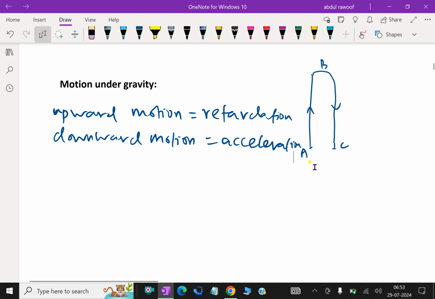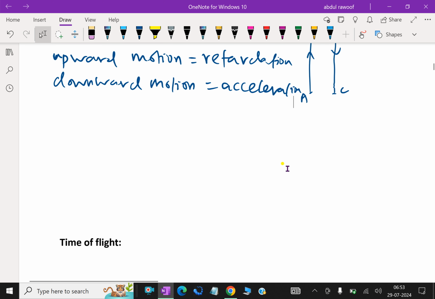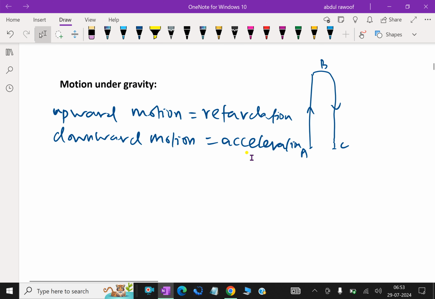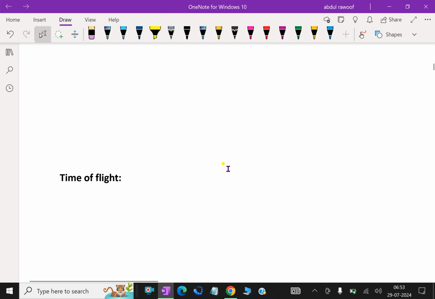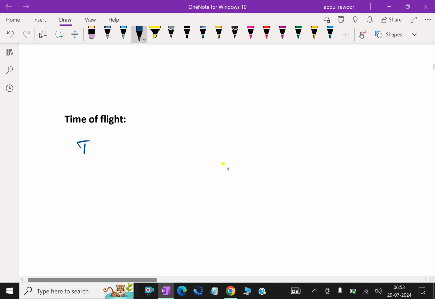Then time of flight. Here air friction is neglected. Time of flight, that is the total time the stone is in the air, equals 2u over g, where u means initial velocity, divided by gravity.